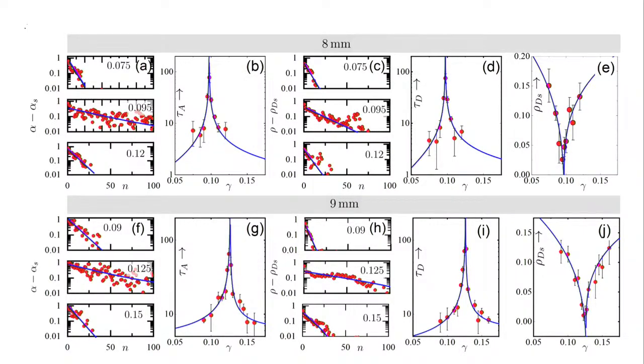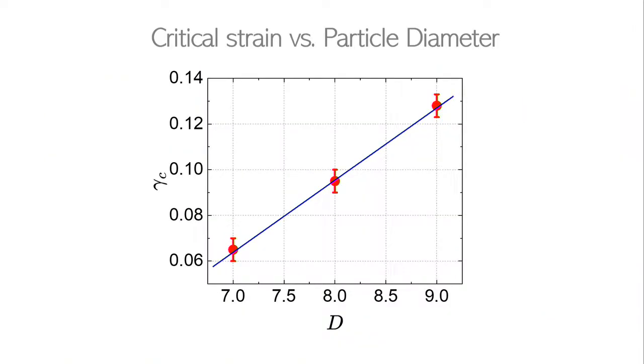If you change the size of the system, so you can go from say 7, this is 8 and this is 9 probably, you see that this will actually start to shift. This is the defects that you have. It goes to 0 here. This also goes to 0, but the point is shifted, from here to there. You can measure the gamma c as a function of d, and it looks like the critical strain has a linear relationship with the d.